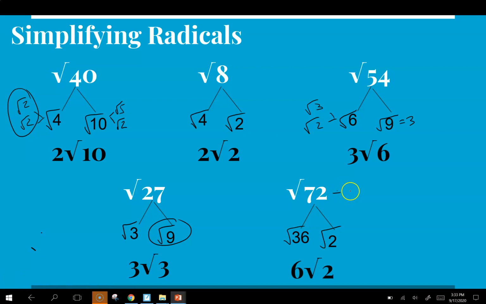Okay. If you used 9 and 8, the square root of 9 is 3. But the square root of 8 breaks apart to be 4 and 2. There's another perfect square, right? So square root of 4 becomes 2, which multiplies on the outside, so you still get the same thing. Just finding your biggest perfect square as a factor helps you move through the problem a little bit quicker, but it's not necessary.